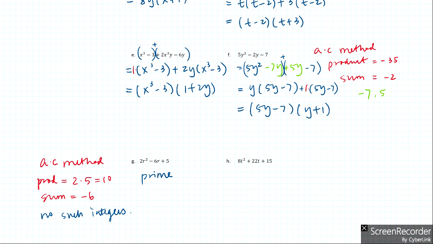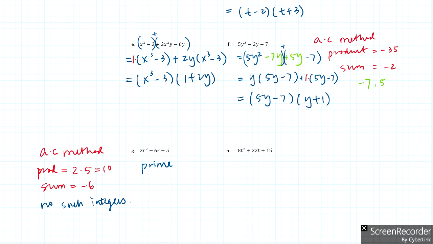Lastly, we have this, again, trinomial, and we want to check whether there's any factor that would work out for our process. And here we want to check the AC method again because there's no GCF to be taken out first. The product over here will be 8 times 15, which is 120, and the sum is 22. And great, this time it actually works. The two numbers we can find.